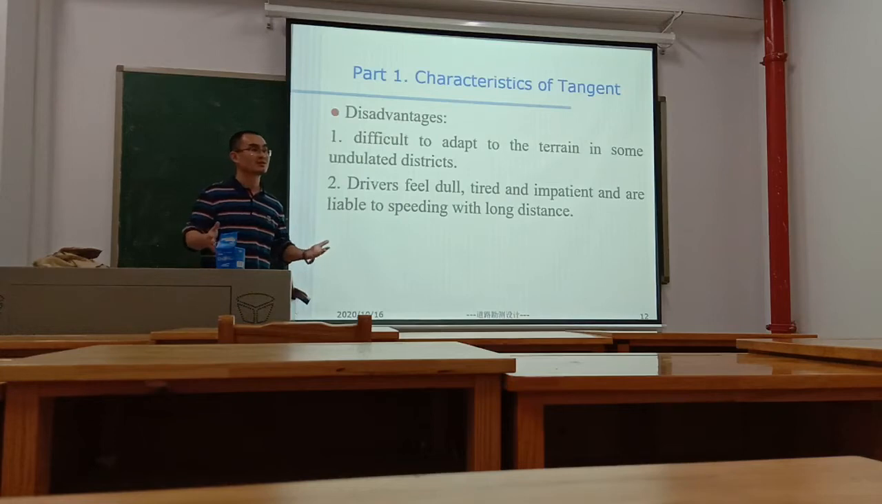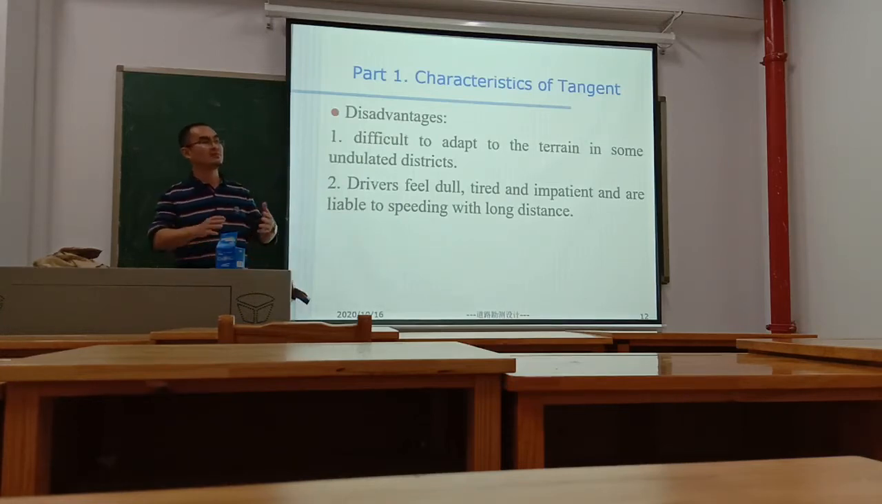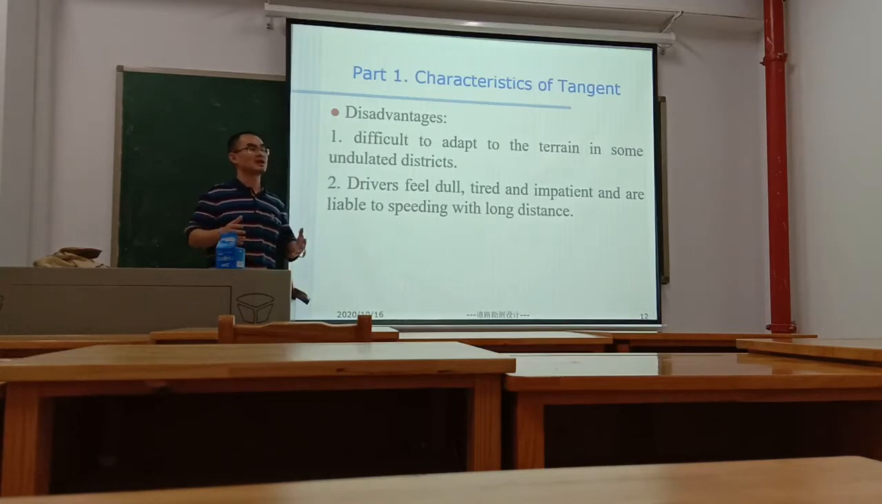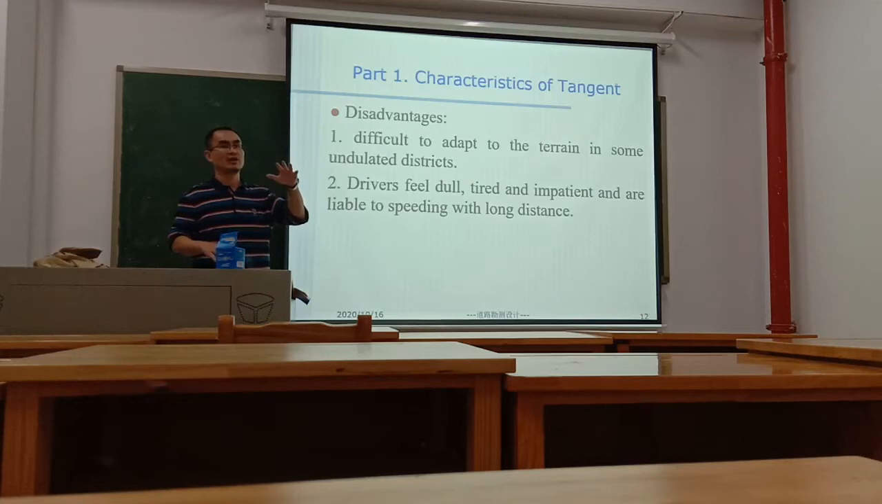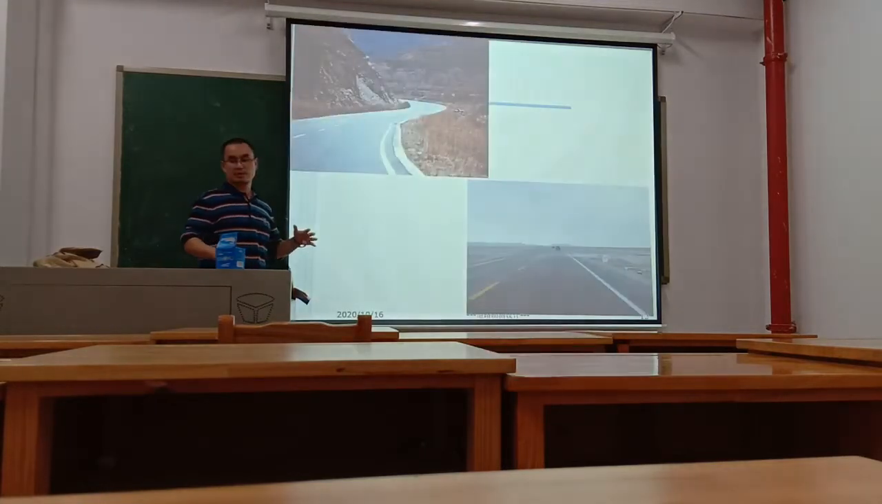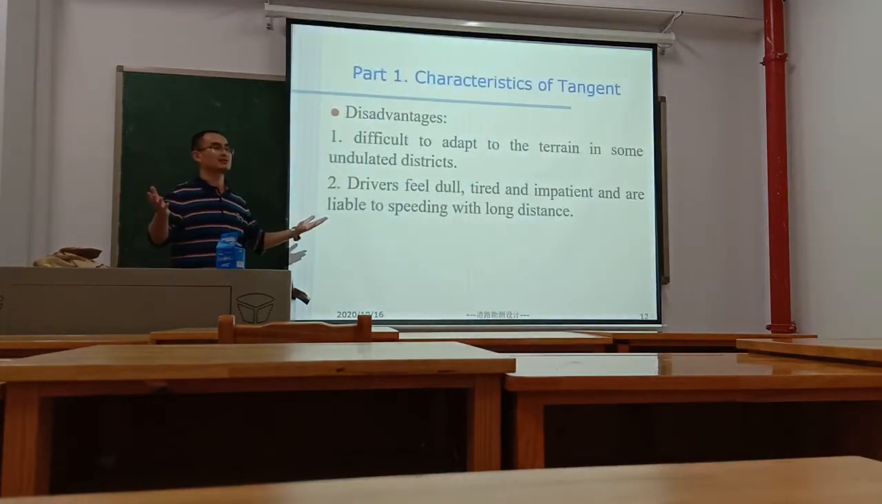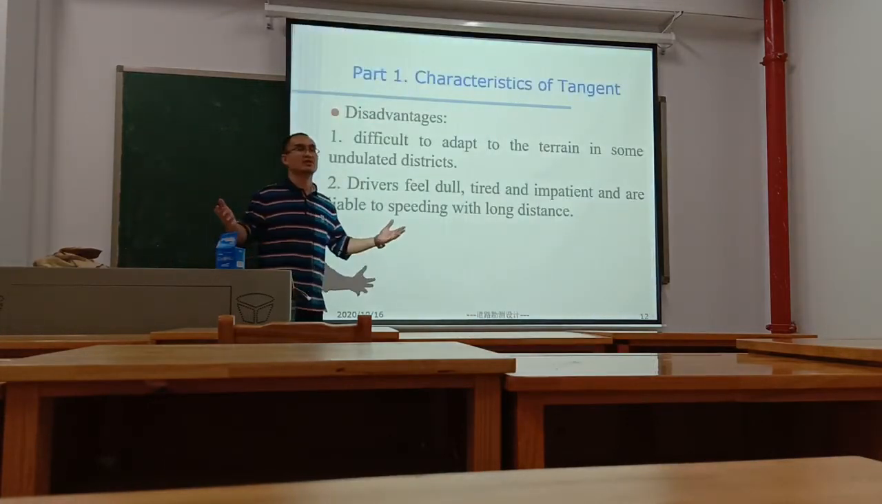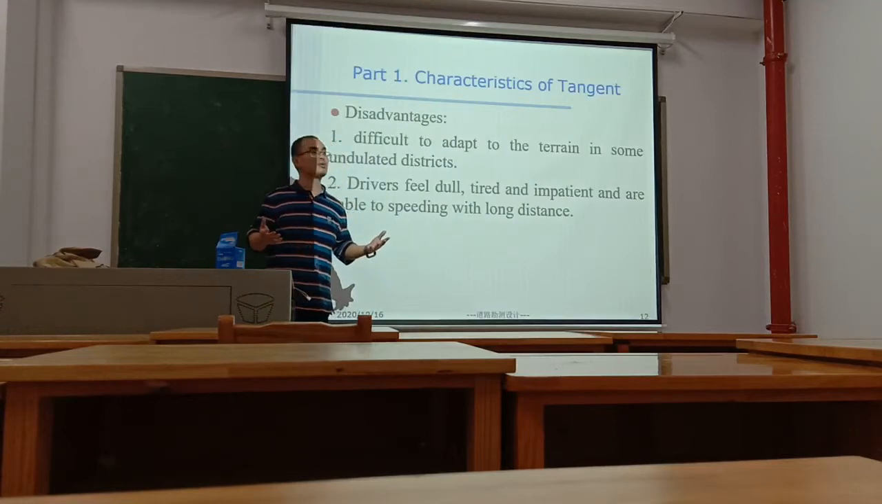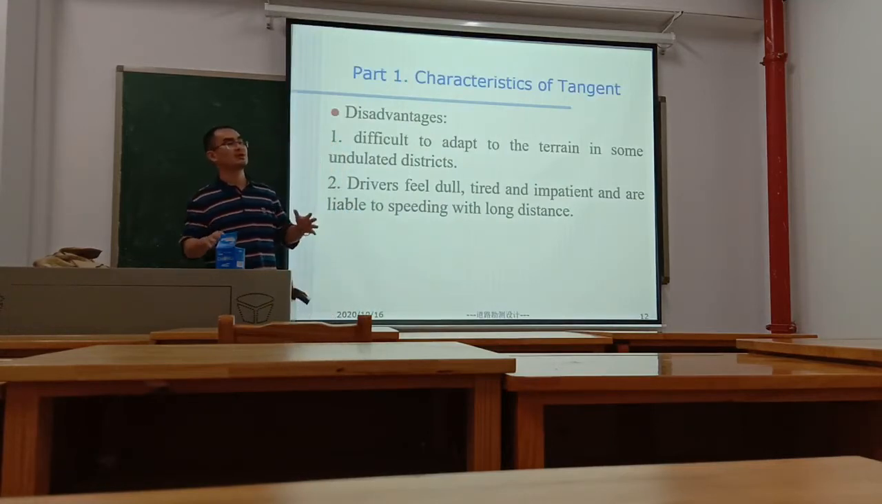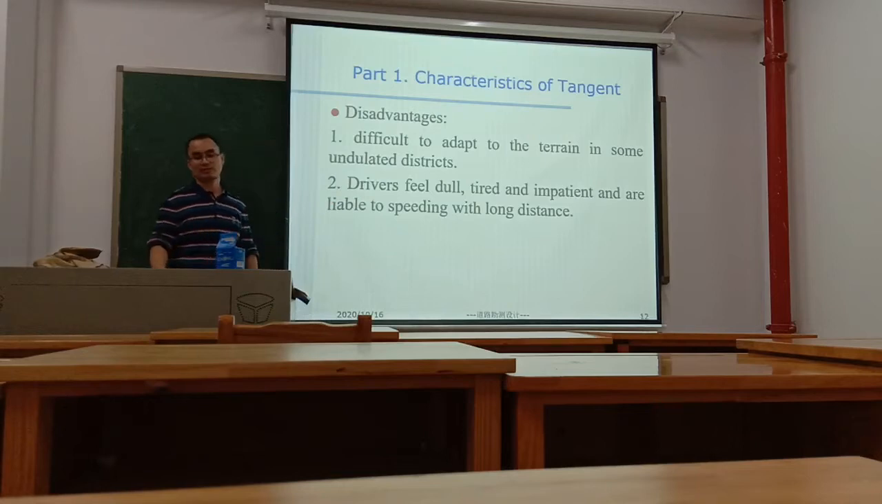What's terrain? Terrain: the mountain, the plain, and the other conditions, like spiral line. Terrain is the surface of the ground.